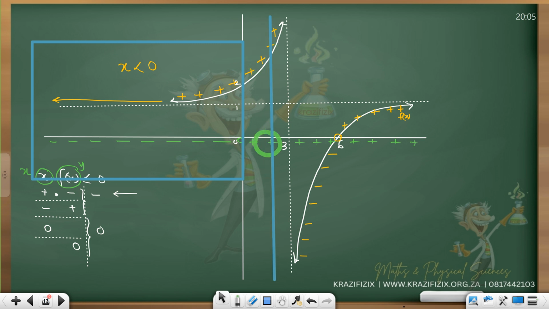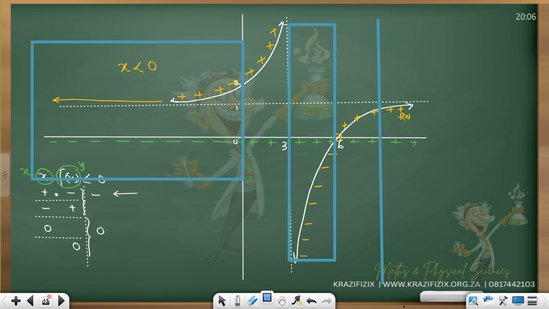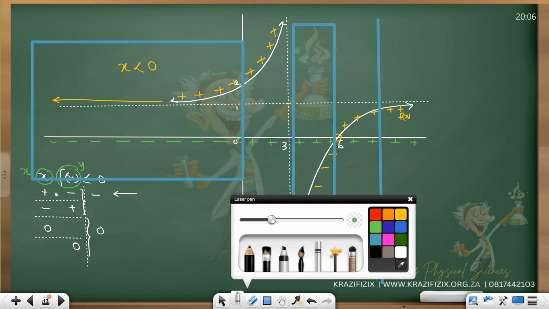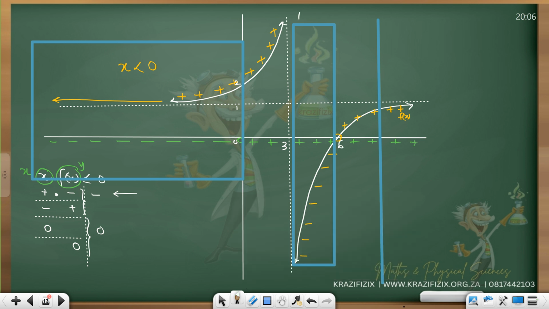So I'm going to continue my movement. When I move here, what do you notice? The green is now positive while the yellow is negative. And that continues until this point, because after this point, they both become positive. I don't want that. So where is my next answer? My next answer is just after the asymptote, between 3 and 6.